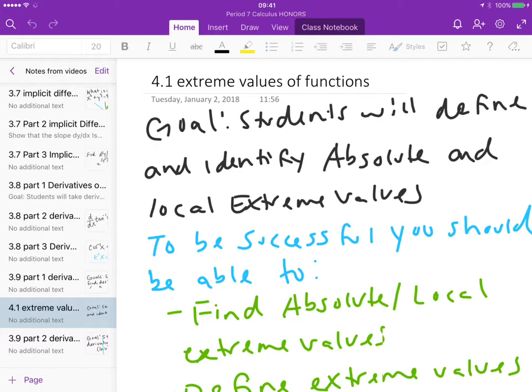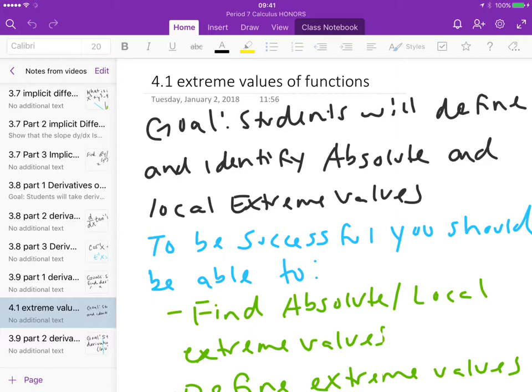So the point of 4.1 is really to go into one of the most useful things that we can take from a function's derivative. And that is whether or not the function assumes any kind of maximum or minimum values on a particular interval, and where those values are found or located. And so, why is this important?